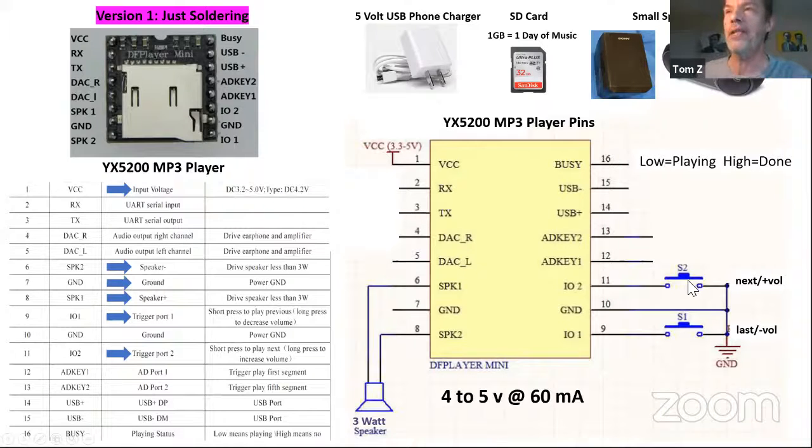When you turn it on, you push the next button, it'll play the next song. And if you hold it down, it gets louder. If you push the other button, it plays the last song. And if you hold it down, it gets quieter. That's it. That's version 1. If you know simple soldering, you can build that.